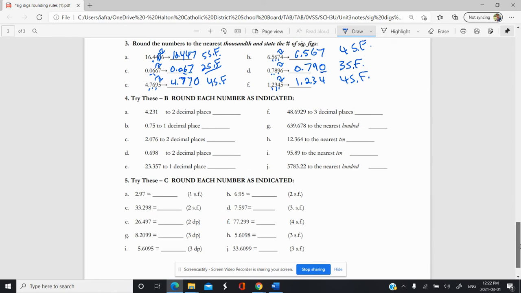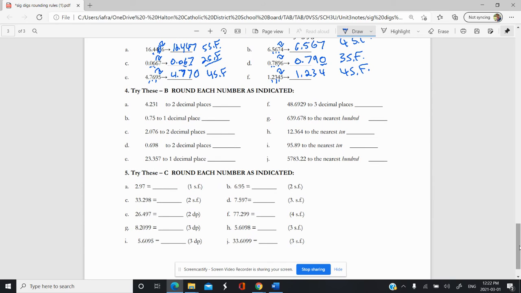And then lastly, well, not lastly, there are 2 more parts actually. So we're going to round to the indicated numbers as indicated there. So this to 2 decimal places, we'd have 4.2. To 3 decimal places, we'd have 48.693 because we're rounding up there. To 1 decimal place, we'd have 0.8 because we have to round up to keep it even. To the nearest 100, this is a 1, and this is the tens, this is the hundreds. So you look next door and it looks like we're rounding down to 600. And we only have 1 sig fig there.